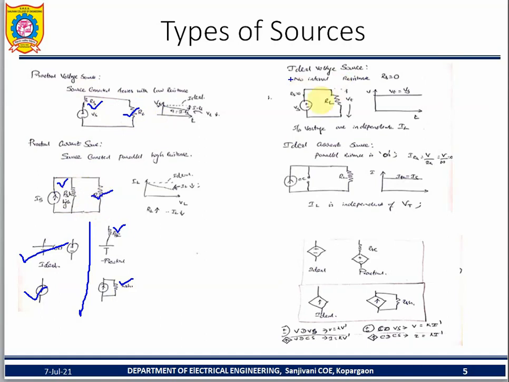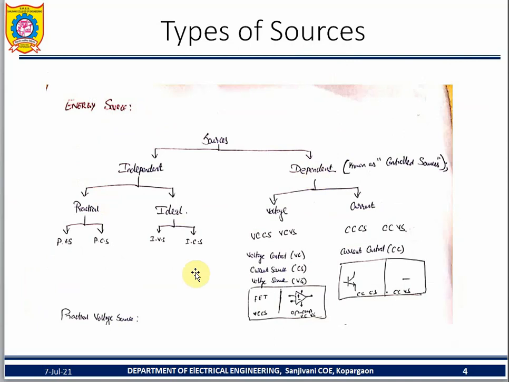What about the ideal conditions? No resistance is connected in series, no resistance is connected in parallel, that's all. This is the differentiation. No resistance is connected in series, no resistance is connected in parallel. So this is about the source.